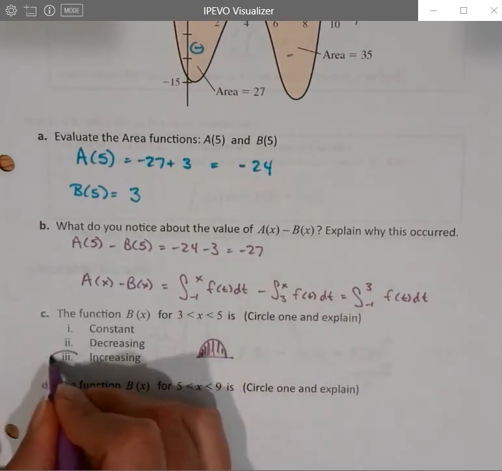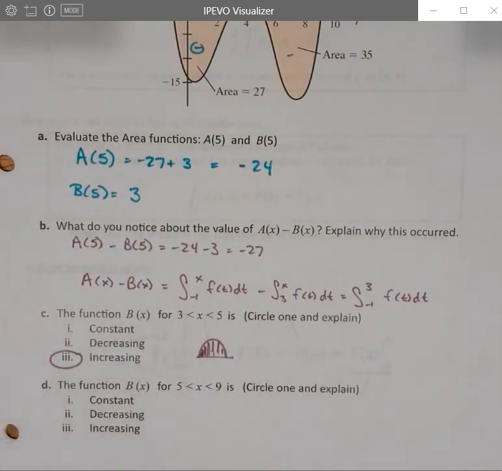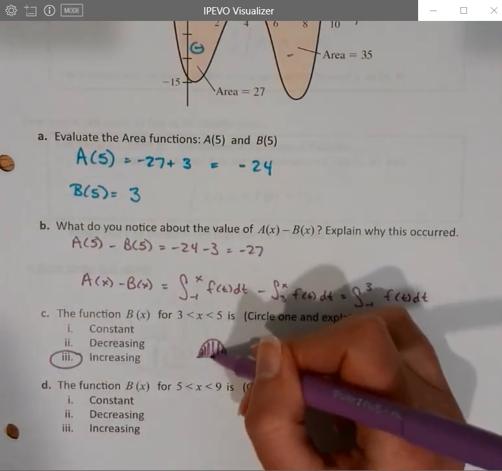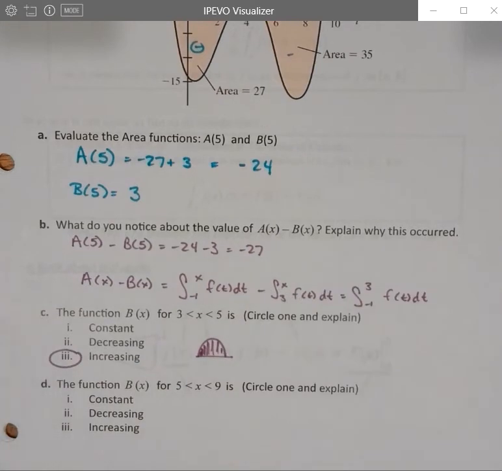So it's definitely an increasing function because the area value is increasing the further that you're able to shade it as you approach larger values of x. So it's an increasing function.